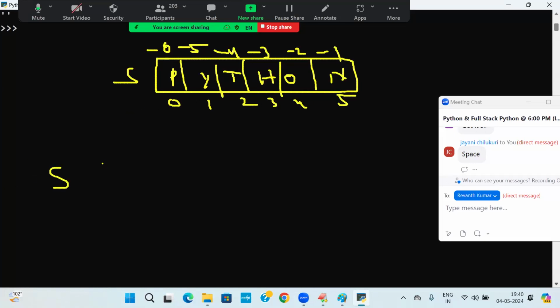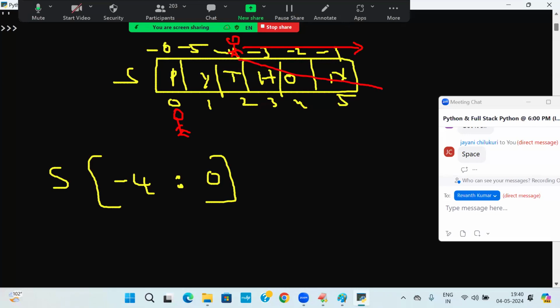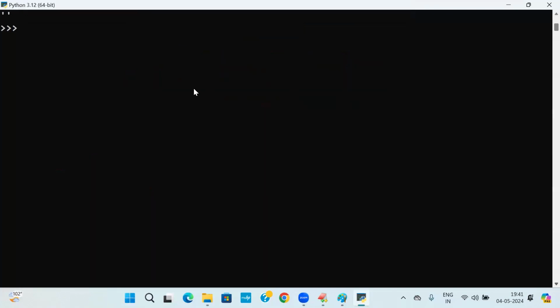Be careful. S of -4 colon 0. Where are you standing? -4. It is my beginning journey. Where is the ending? 0. This is the person. He is going in which direction? In the middle of it, no person is coming on my way, because the person is standing behind me. What is the output? Space. Did you catch this point? Yes.